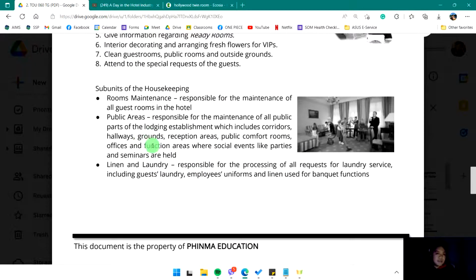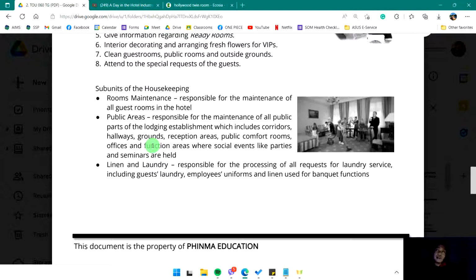So we have here different subunits then for housekeeping. Room maintenance, responsible for maintenance of the room. Public areas, responsible for the maintenance of the public areas such as hallways, lobby, etc. We also have the linen and laundry, responsible for taking out or caring for the laundry of our guests. Pero kahit hindi lang sa guests, employee uniforms and linen used for different kinds of functions.